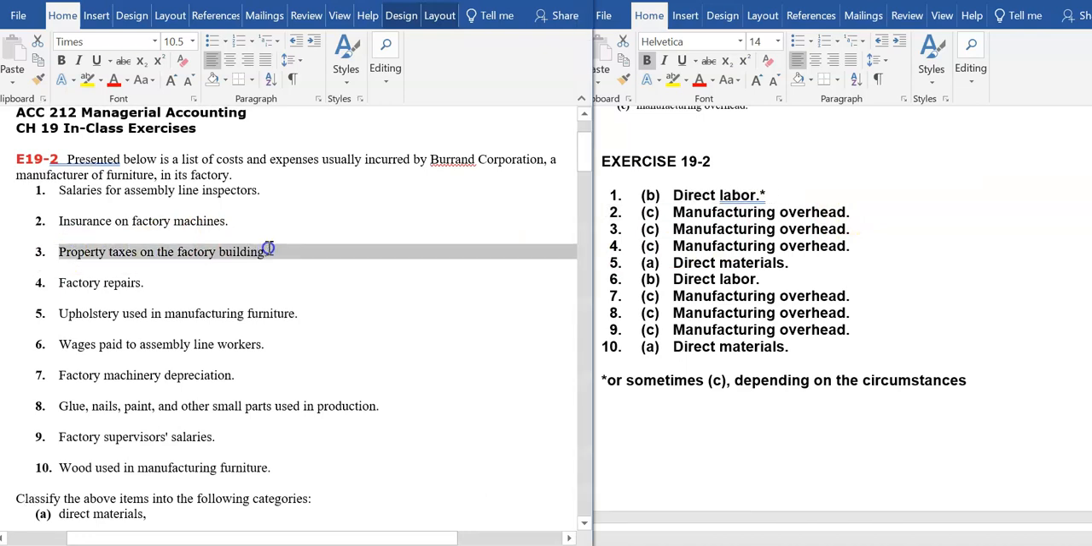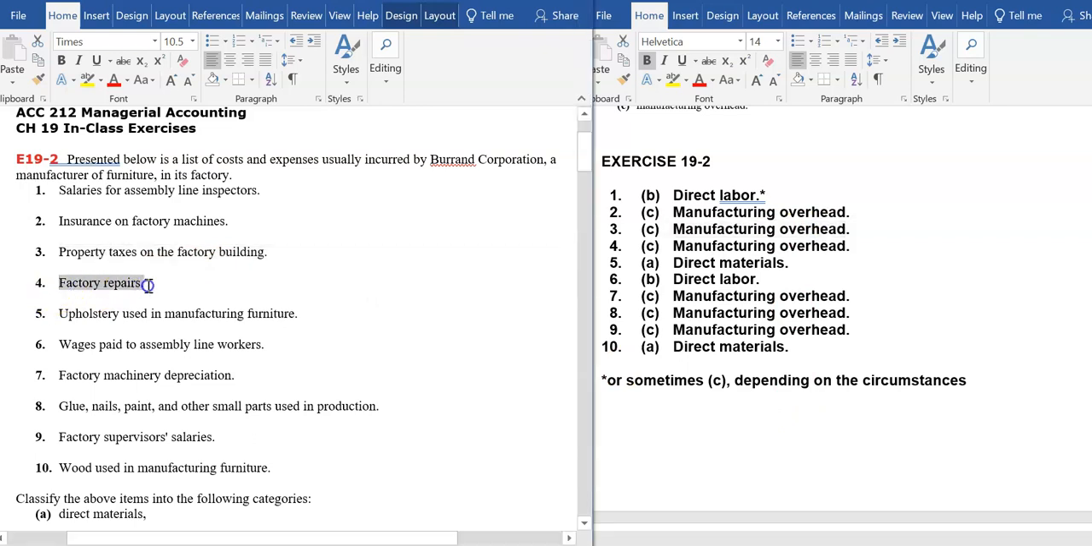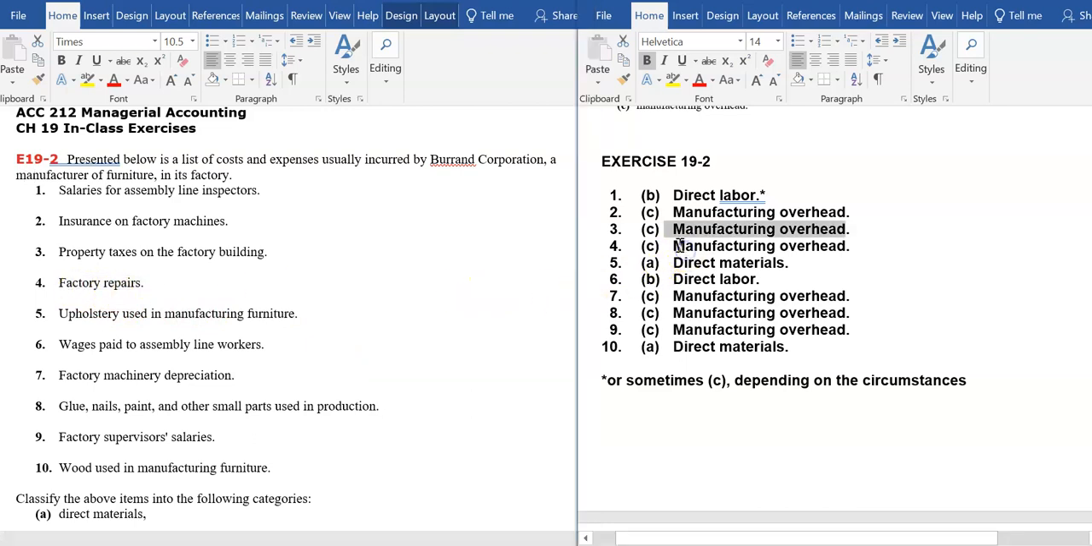Property taxes on the factory building. Again, this is a cost of making the product because it's associated with the factory where the product is made. It is not a direct material. It is not a direct labor. Thus, it is an indirect cost of making the inventory. Thus, it is also classified as a manufacturing overhead cost. Factory repairs. Again, it is not a direct material cost. It is not a direct labor cost, but it is an indirect cost of manufacturing the product. It has to do with the factory. Thus, it is a manufacturing overhead or an indirect cost.